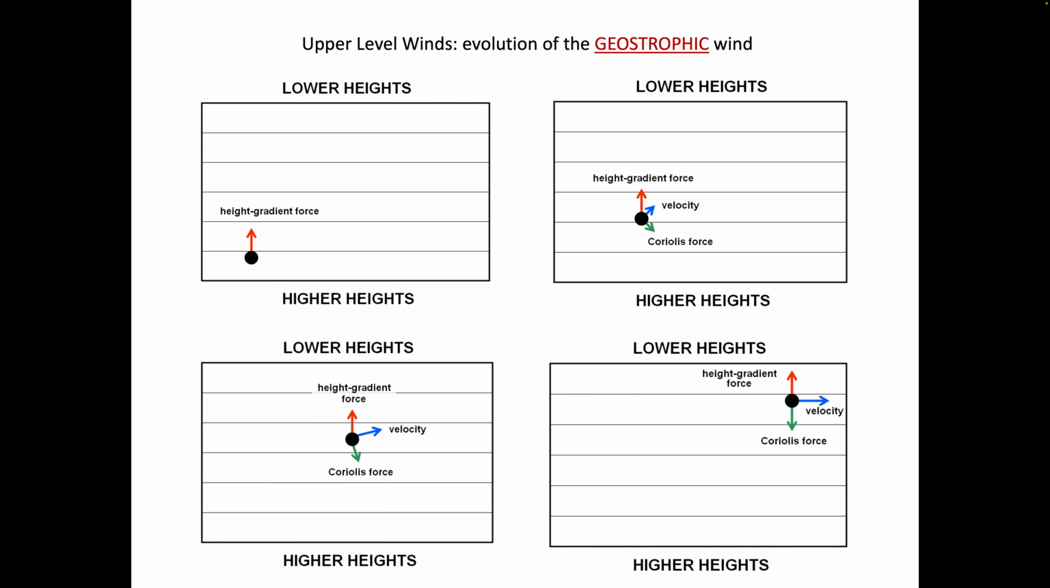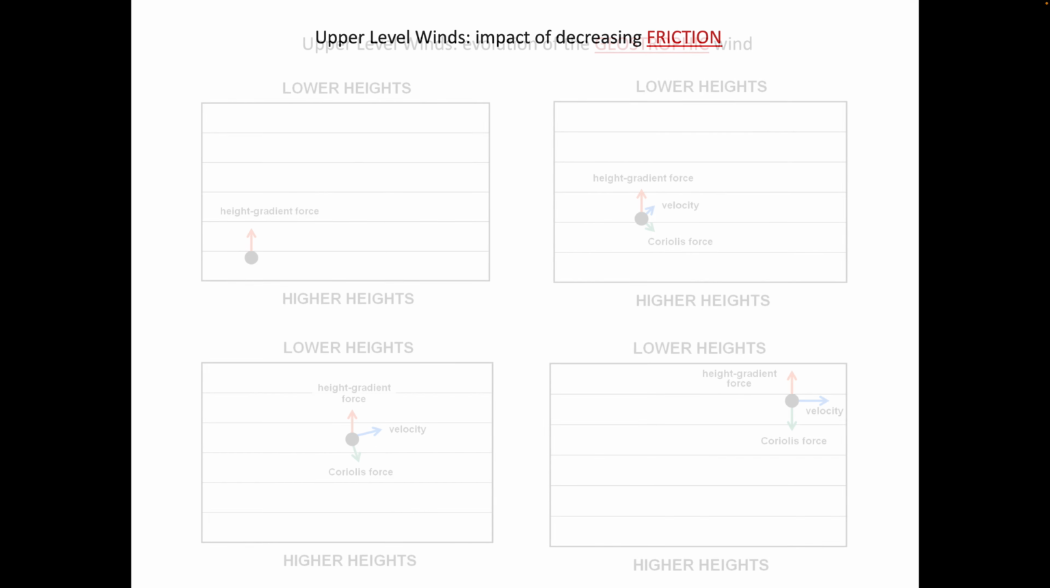Now the nice thing about the upper level geostrophic wind is that instead of it just having low heights to the left and high heights to the right, we can actually say something about temperature. The geostrophic wind at upper levels blows with cold air to its left and warm air to its right. And so again, looking at how heights vary on a constant pressure surface gives us additional information about the temperature field, which is really, really useful.